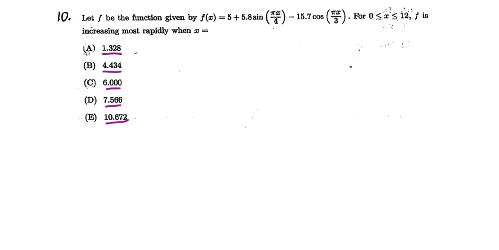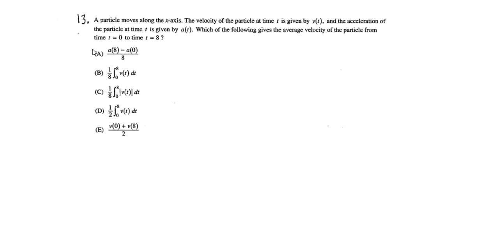And let's see, anything else? Yeah, there's going to be a problem that looks very much like this one. The particle moves along the x-axis, velocity of particle. Now this is from the calculator multiple choice section and is really not a calculator needed problem. It's just examining your understanding of how to find averages, and finding averages you really find it one of two ways. In this case, the average rate of change.